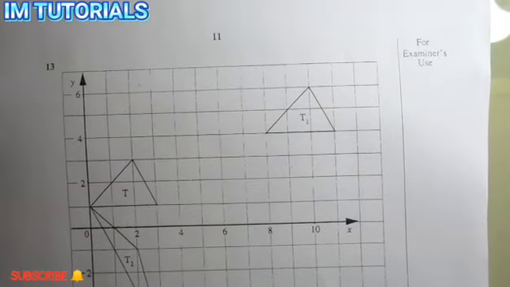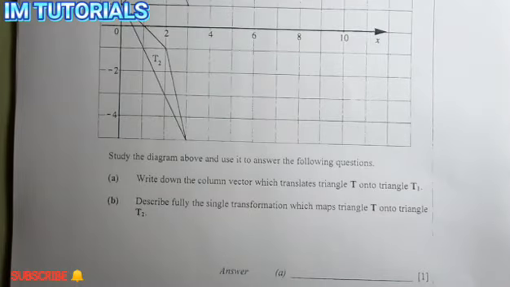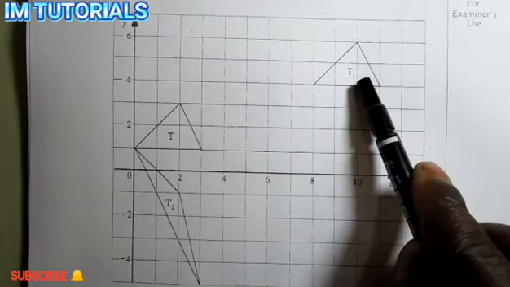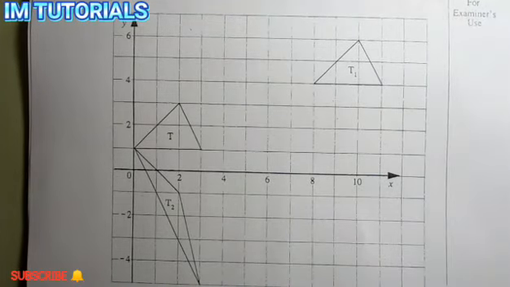Right, we are now on question number 13, which is on transformation. Write down the column vector which translates triangle T onto triangle T1. This is triangle T and this is triangle T1. And this is translation. Why? Because the image has maintained the original sitting position of the original triangle.